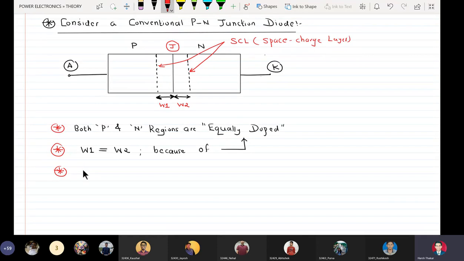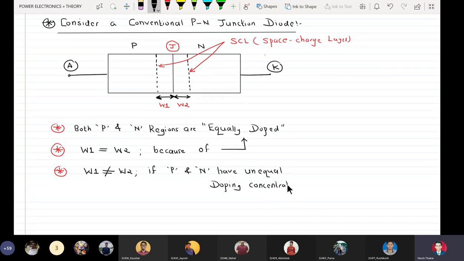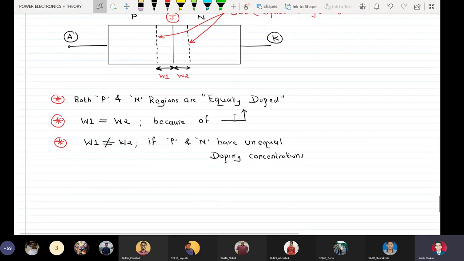Okay, and we can say one more thing, that W1 will not be equal to W2 if P and N have unequal doping concentrations. Okay, so whether W1 will be greater than W2 or W1 will be less than W2 will be decided based on which region is having a larger concentration. Okay, that we'll discuss in the next session.